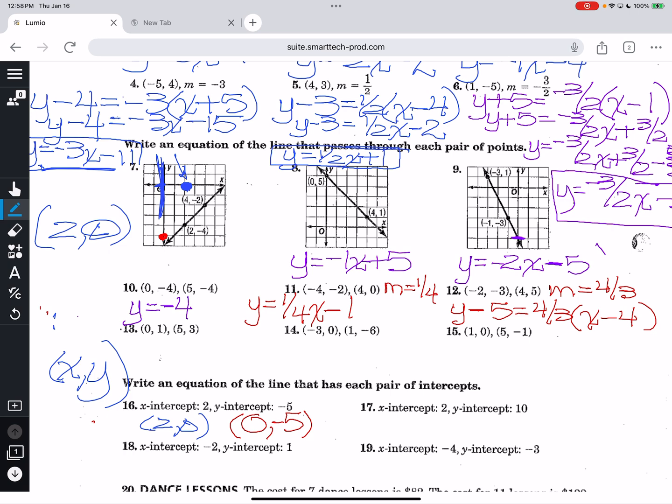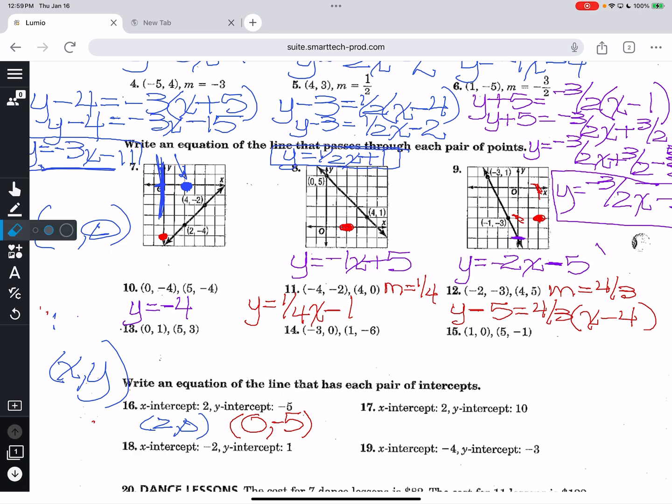If I were to say, what is the ordered pair right here? Or let's get one that's off. Number 9, what would the ordered pair be for that dot? 2, negative 3. Find it on the x-axis, it's right there. Find it on the y-axis, it's right there. X comes first. 2, negative 3. Y'all have done this.